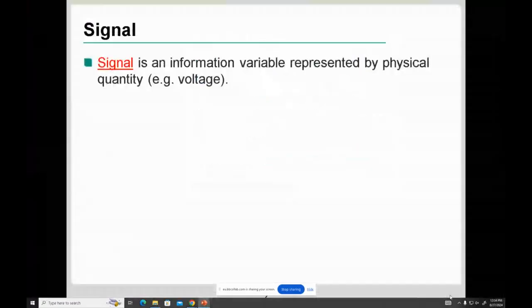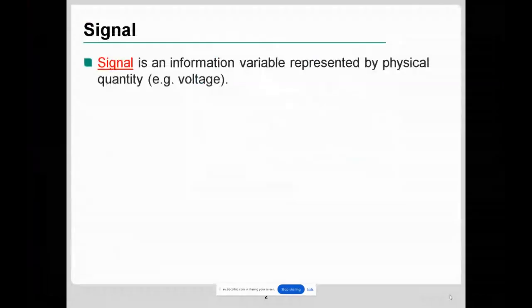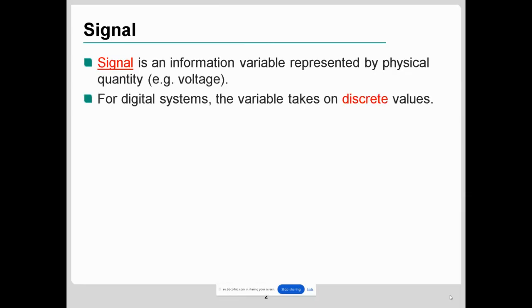So now, before going into this course, what is a signal? A signal is an information variable represented by a physical quantity. What are different physical quantities? Voltage is a physical quantity. Pressure is a physical quantity. Temperature is a physical quantity. So a signal is an information variable which represents a physical quantity.